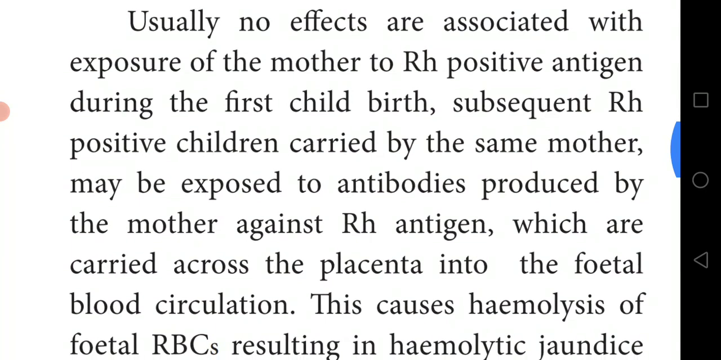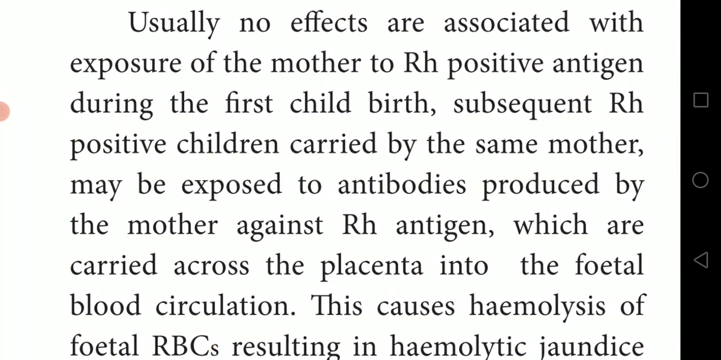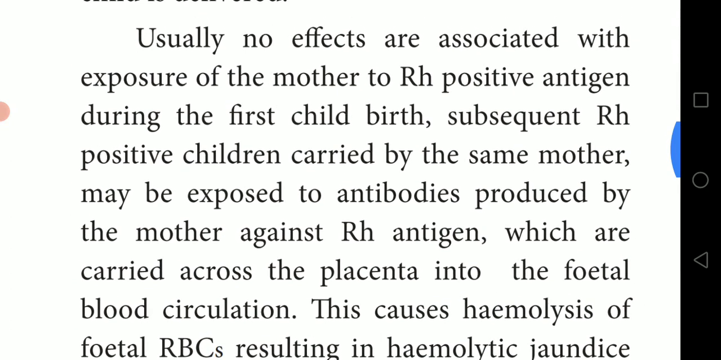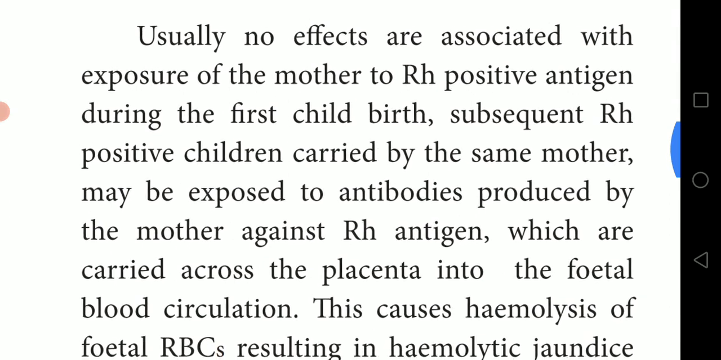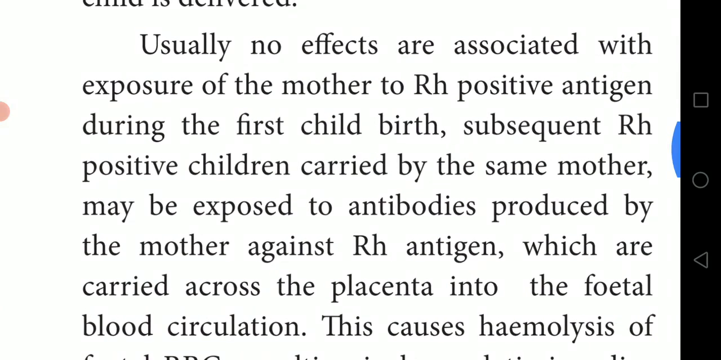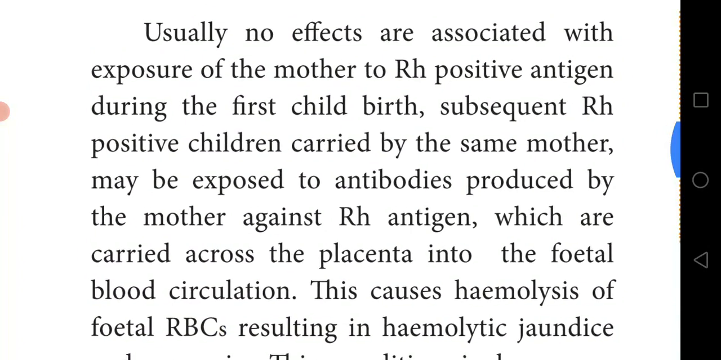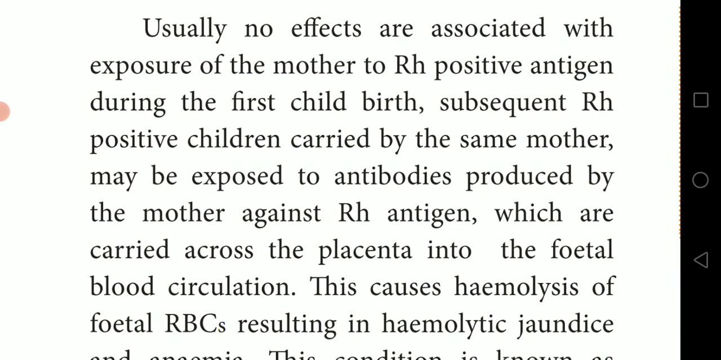Okay, the same child gets Rh positive. The mother is always Rh negative. So in that case, these are subsequent Rh positive children carried by the same mother. The same mother is getting pregnant a second time. During that time, if the child is Rh positive, what happens here?